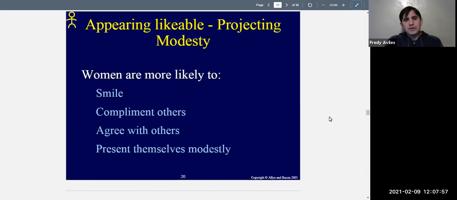There are differences among people. Women are actually more likely than men. Okay. It's just in comparison to men, women are more likely to smile. Women are more likely to compliment others, say nice things to other people. Women are more likely to agree with others. And women are more likely to present themselves modestly. Men are more likely to show off. And guess who's more likable? Women are more likable. Men are not as likable.